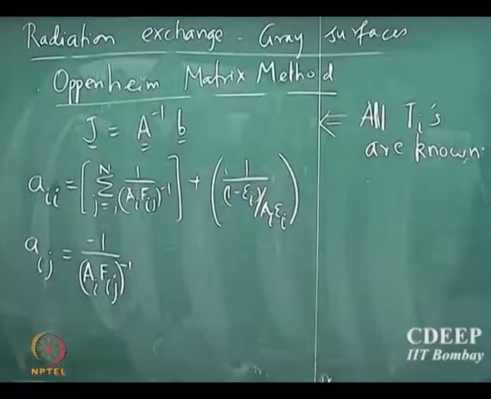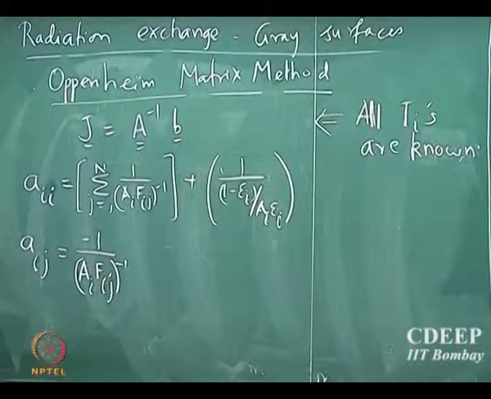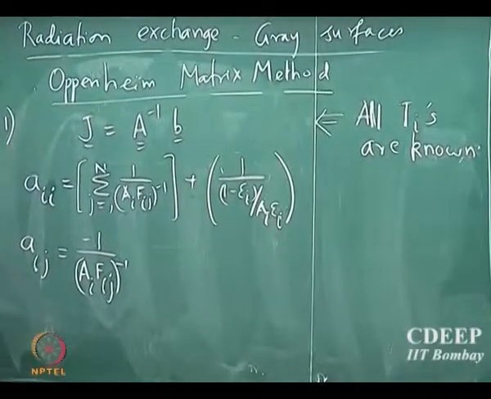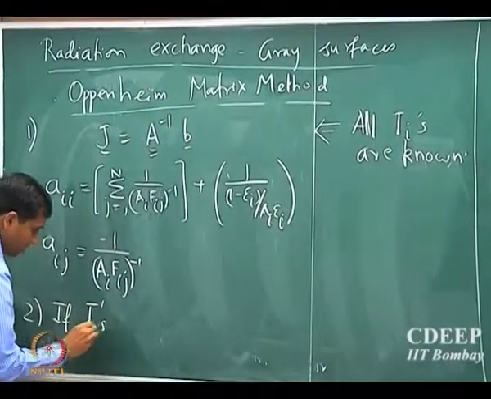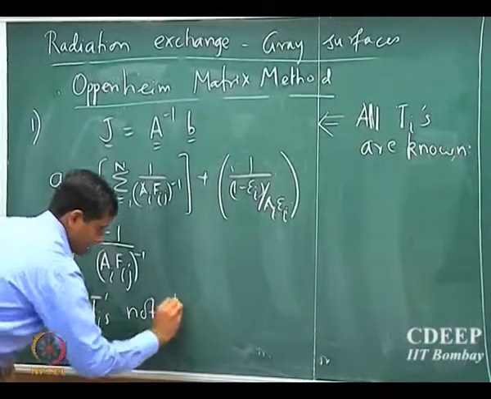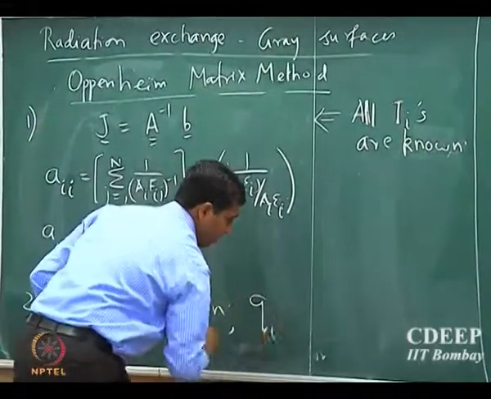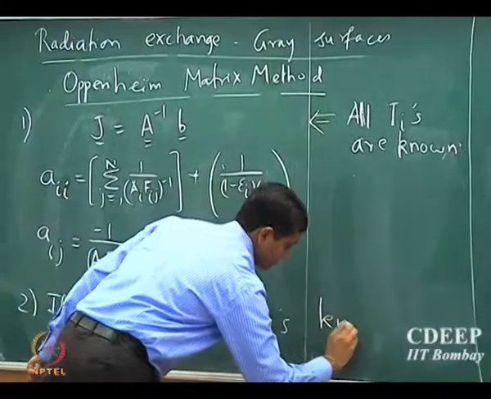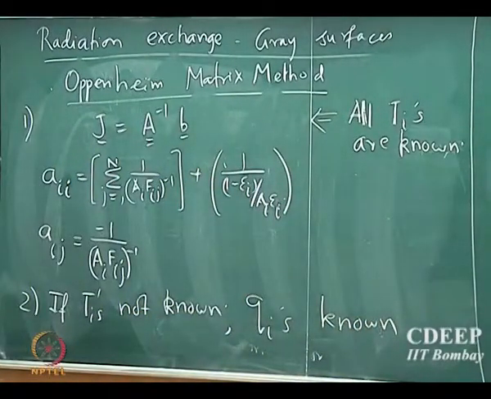Okay, what if all the fluxes are known, or the heat transport rate is known? So this is the first problem. What about the second one, where temperatures are not known, but we know how to estimate the Qi's? How do we solve this problem? Can we still use the same framework?